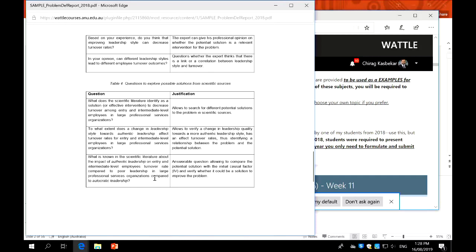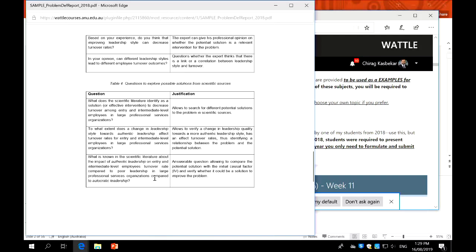So your first question would be: what is known in the scientific literature about the impact of employee satisfaction on employee productivity? Because you're assuming that lower employee satisfaction will lead to lower productivity. But maybe that's not the case, right? So you want to test your assumption. That's what you do first.